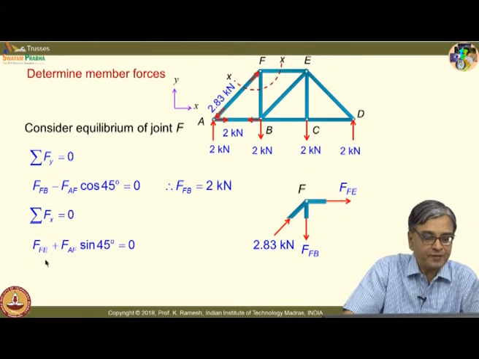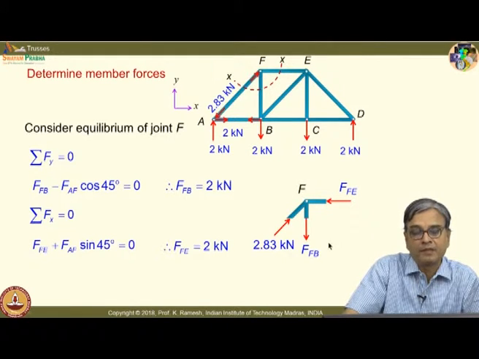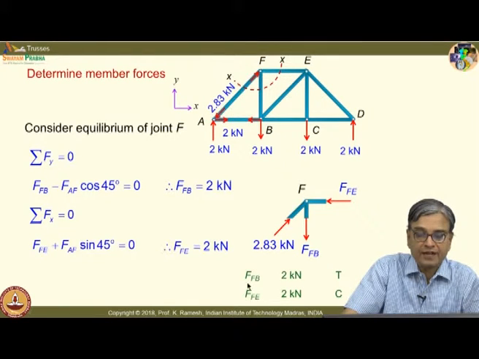And I have FFE plus FAF sin 45 equal to 0. I get this as negative. So, my assumption is wrong. So, I have to reverse this direction, and this is how the joint is in equilibrium. And now we can summarize the forces like this: FFB is 2 kilonewton, T denotes tension, and FFE 2 kilonewton indicates compression.